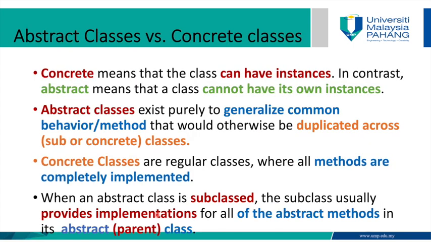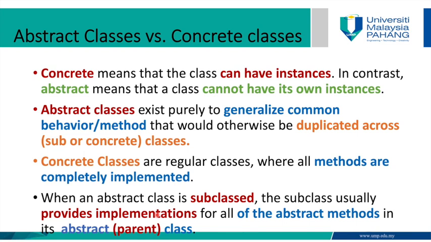So what is the difference between an abstract class and a concrete class? A concrete class is the regular class that contains the implementations. All the methods are completely implemented. Meanwhile, the abstract class is purely to generalize the common behavior or methods that would otherwise be duplicated across subclasses or concrete classes. You list it out in the abstract class, and you can also include implementation in the abstract class.